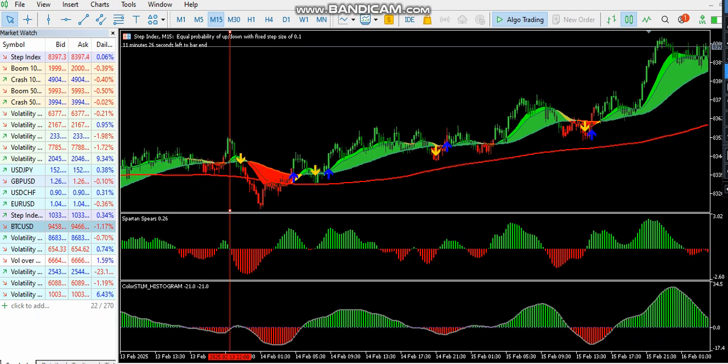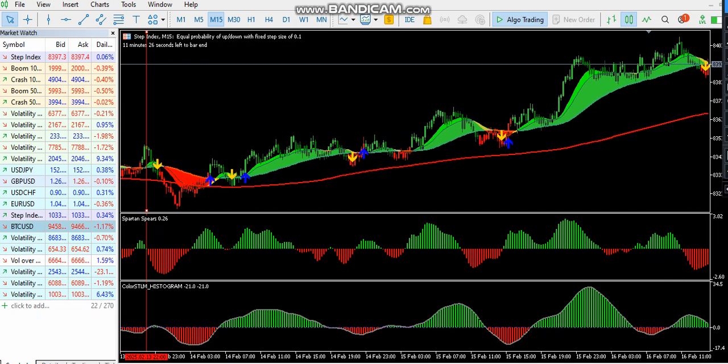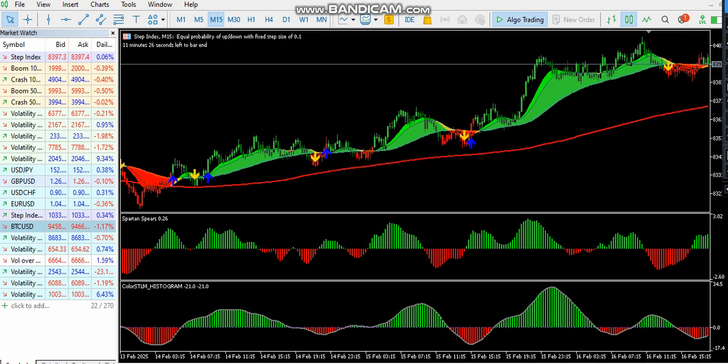Like I said, the arrow does not repaint. The arrow is an indicator of its own. I bought it on its own separately. But right now, we're combining it with other premium indicators to enhance the accuracy. How crazy can that be?